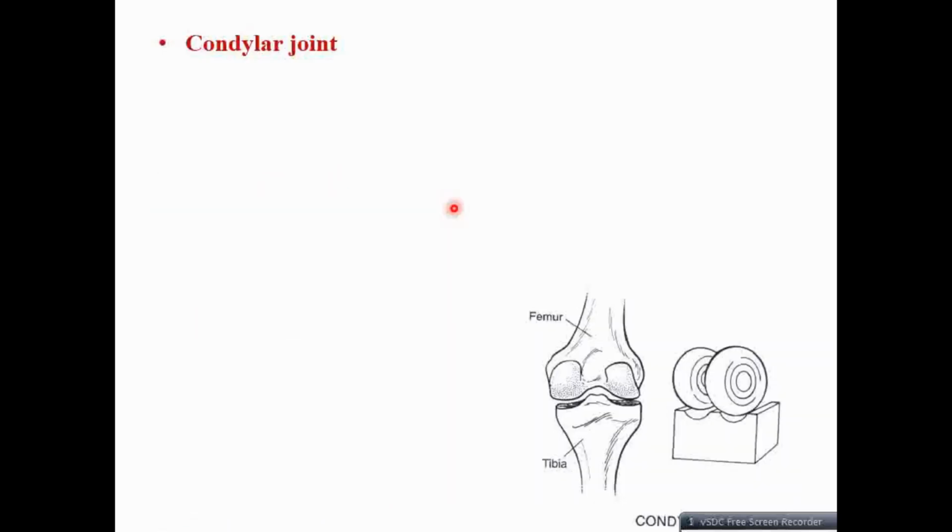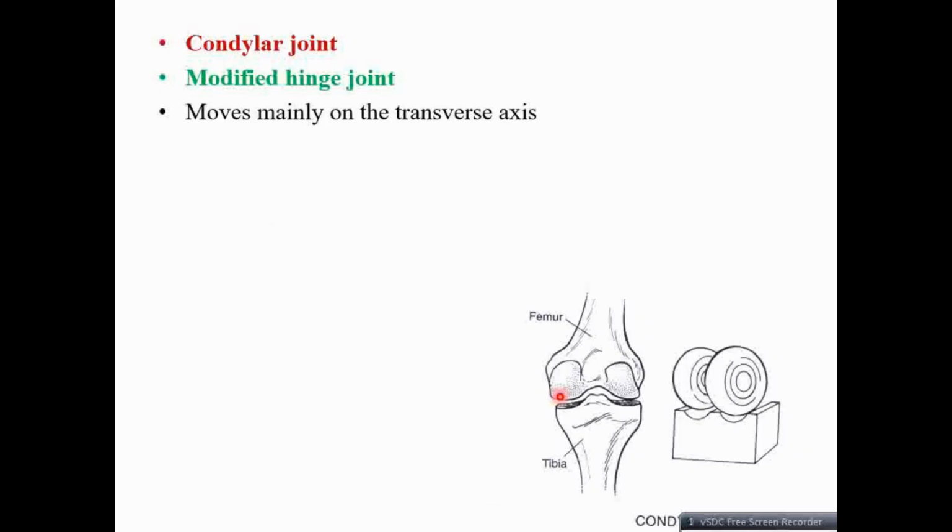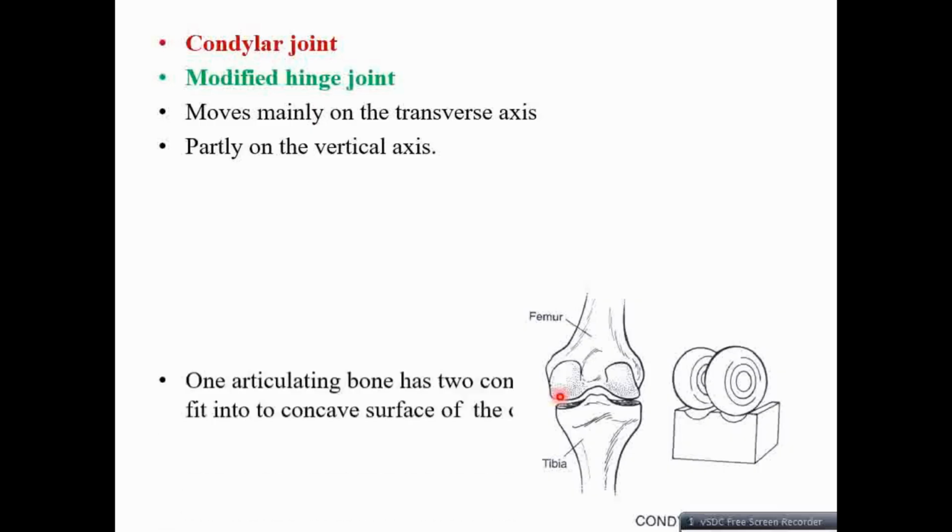Condylar joint. As the name indicates, the condylar joint has two condyles which are convex in shape. It is a modified hinge joint. Here the main movement takes place around a transverse axis, and apart from the main movement there is a slight other movement that takes place in a vertical axis. It is partly on a vertical axis.